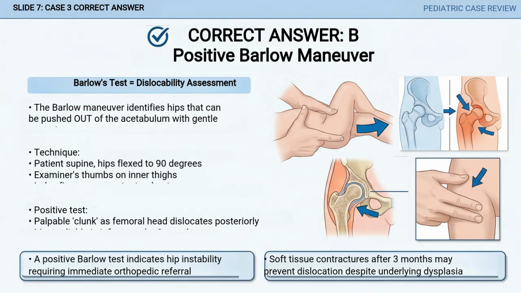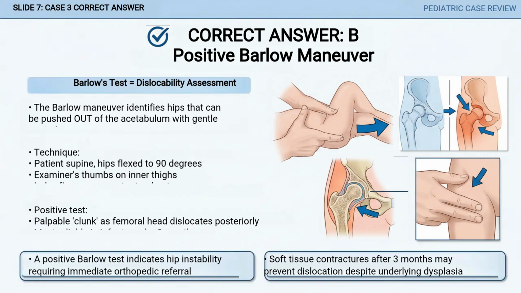The Barlow maneuver identifies hips that can be pushed out of the acetabulum with gentle posterior pressure. The technique requires the patient supine with hips flexed to 90 degrees, the examiner's thumbs on the inner thighs and index fingers on the greater trochanters. Then gentle posterior pressure is applied while adducting the hip. A positive test produces a palpable clunk as the femoral head dislocates posteriorly.